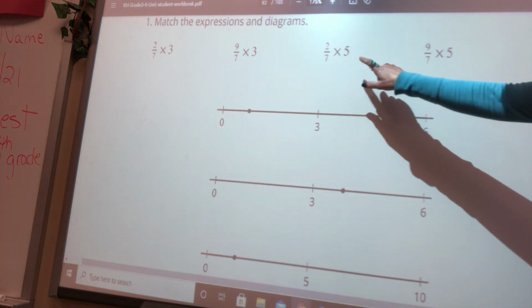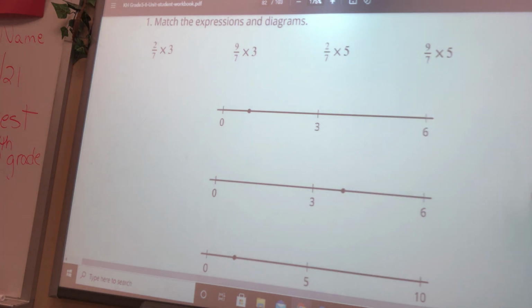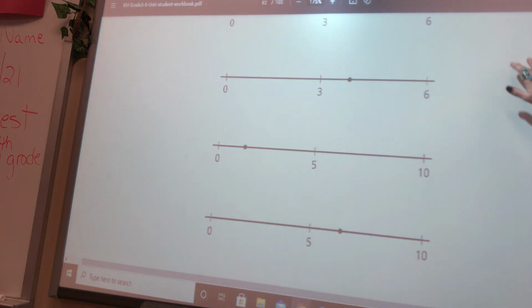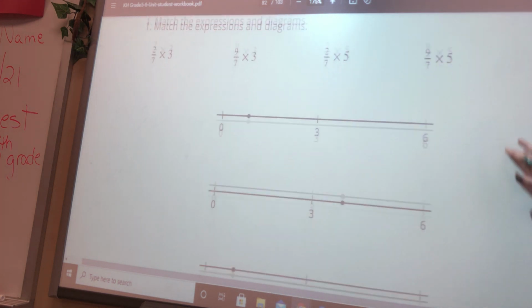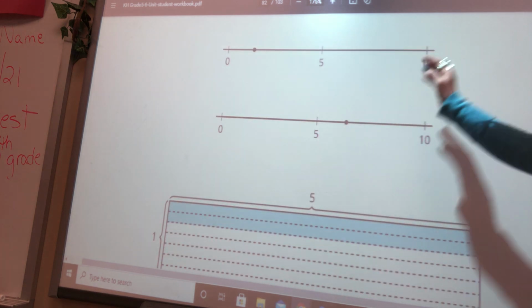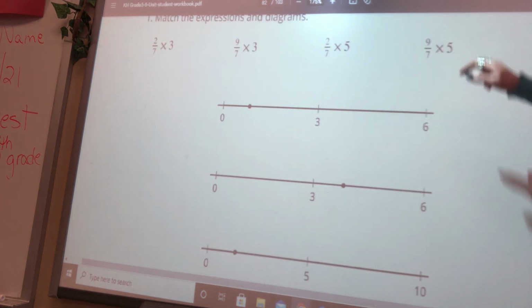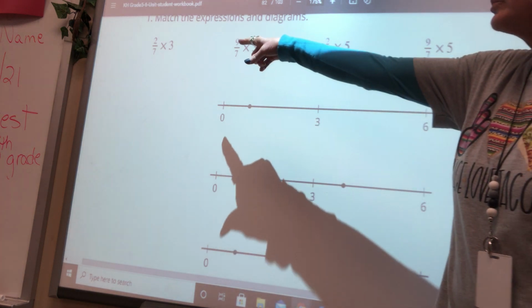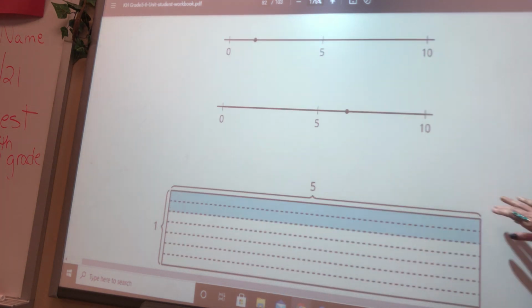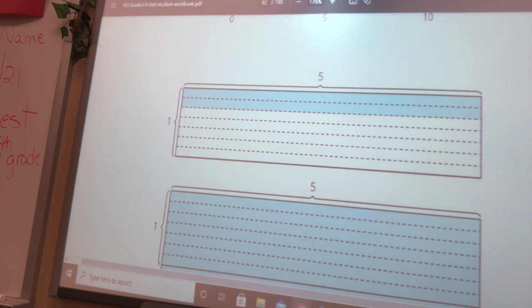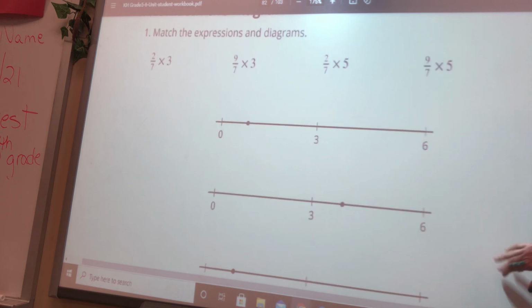What's this one going to go with? A, B, or C? C, because it's just a little bit of 5. And this one's going to go with D, because it's over 5, again, because we have an improper fraction. Starting back with the first one, we'll just go to the first graph, so I don't have to keep going back. Look at our graph. Is this going to go with one of the ones multiplied by 3 or 5? 5. What fraction's going to go with that? 2/7. Is that right? Yeah.